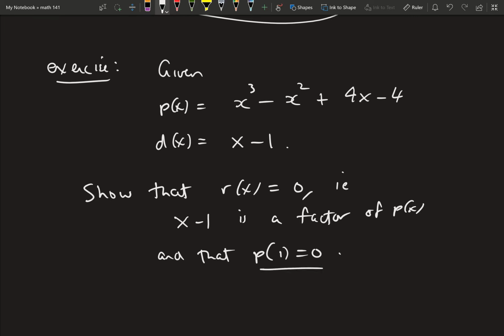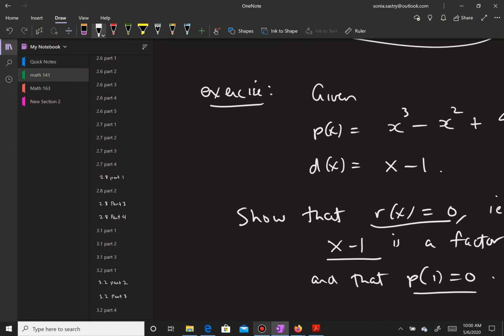Obviously, if you just plug in 1 here into the p of x, you'll see that it's 0. But what I want you to do is use long division here. So do long division to actually show in another way that not only is p of 1 0, x minus 1 is a factor and the remainder is 0. So go ahead and do the long division here, and we'll start with this exercise at the beginning of the next video.